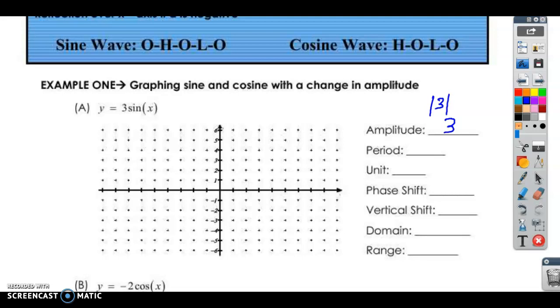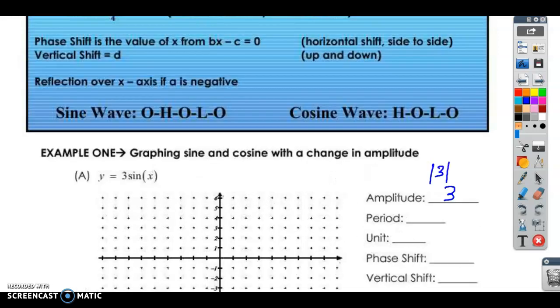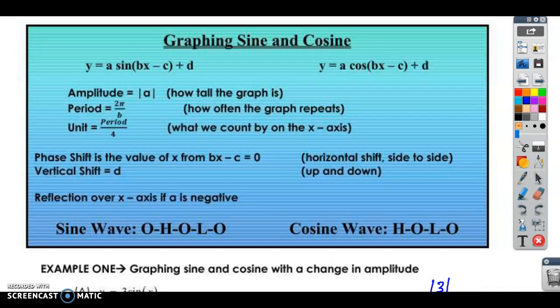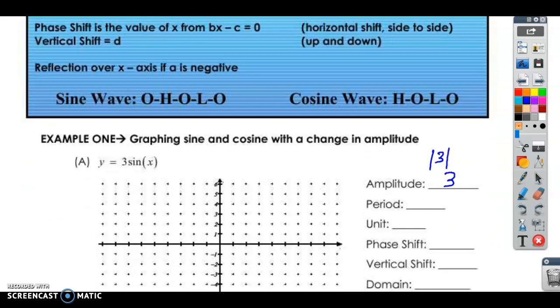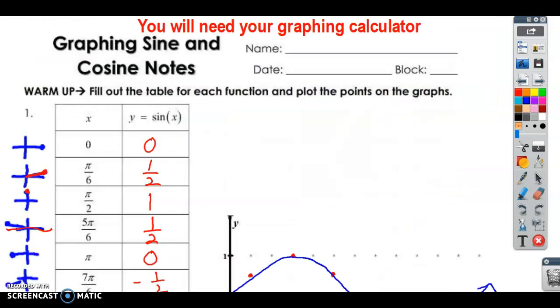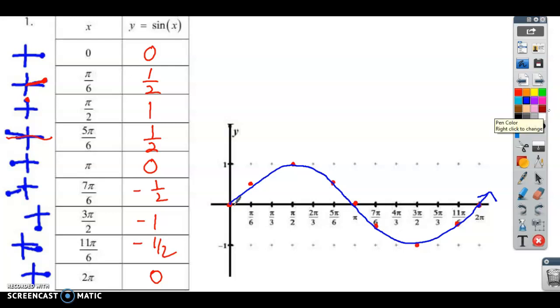The period. If you look back up here, the period for graphing sine and cosine is always 2 pi over b, and b is the number in front of x. In this case, there's no number, there's a 1 in front of x, so that's just 2 pi over 1, so the period is the same normal 2 pi. And if you looked at our original graphs from the very first, we started here at 0, we went up, down, and came back to 2 pi. That is one full period.